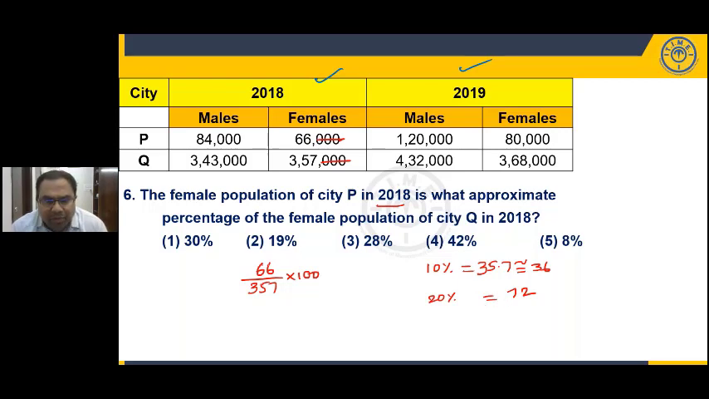Now, what is the value? See, don't even check 30. My answer, saying 20% is 72. What is my value here? 66. My answer should be less than 20% because 66 is less than 72. Less than 20%. How many options do I have?